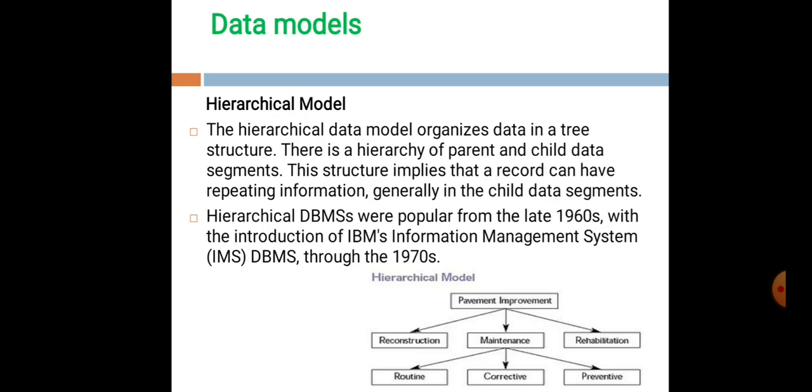Data models. First one is hierarchical model. This model organizes the data in a tree structure, that is parent and child data segments. This structure implies a record can have repeating information, generally in the child data segments. Hierarchical database management systems were popular from the late 1960s with the introduction of IBM's IMS through the 1970s.